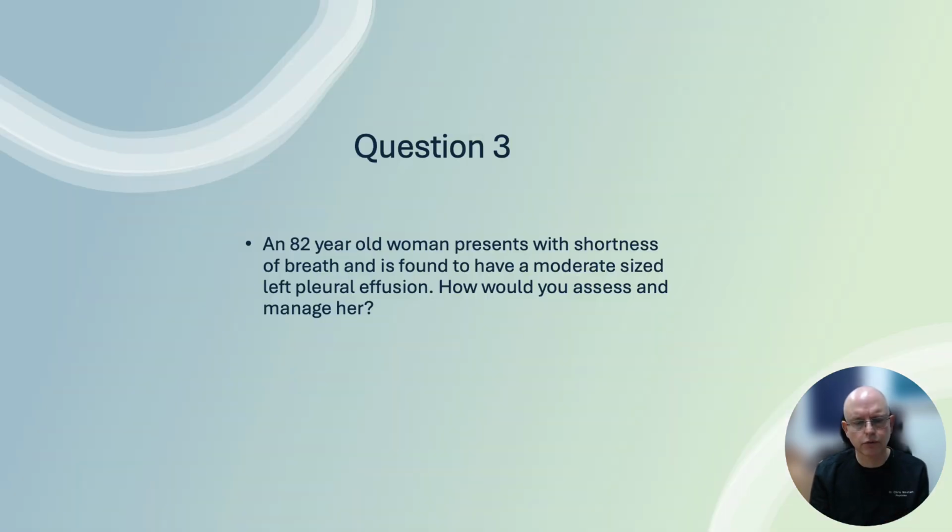Right, in question 3, an 82-year-old woman presenting with shortness of breath and is found to have a moderate-sized left-sided pleural effusion. Right, so how would you assess and manage her? Right, so same structure as the other questions. Now we can start shortening our replies to that. The main issue here is your approach to a pleural effusion.